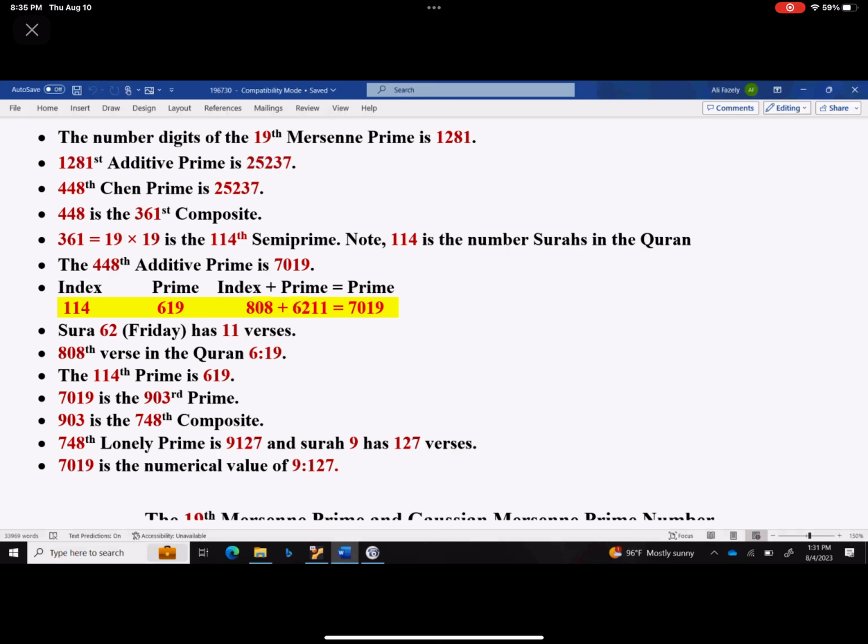7019 is the 903rd prime number, but 903rd is the 748th composite. The 748th lonely prime happens to be 9127, and Surah 9 has 127 verses. 7019 happens to be the numerical value of the verse 9127.